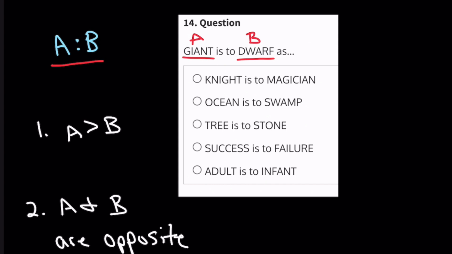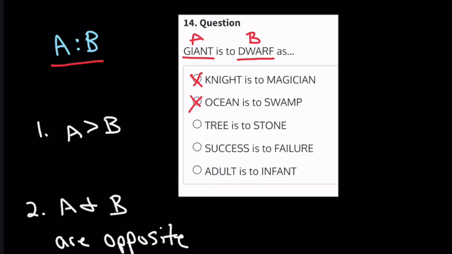So first one we have is knight is to magician. So a knight and a magician are both mythical creatures. However, a knight is not necessarily bigger than a magician, so we're going to eliminate that answer choice. Next, we have ocean is to swamp. So an ocean is bigger than a swamp, and they are both water features. However, an ocean is not opposite to a swamp.